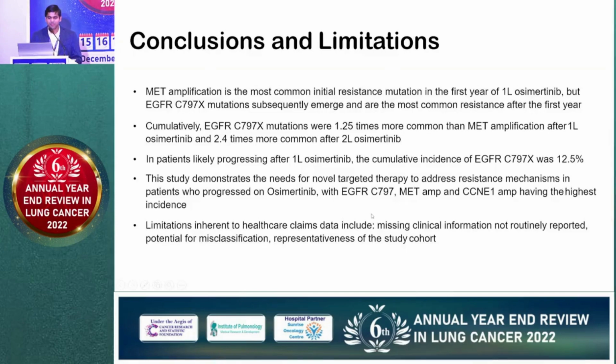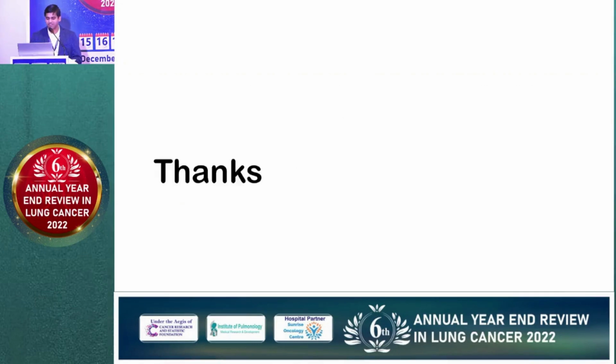But there are major limitations to this study because they just collected data from a commercial company, and much information is missing, and they are not sure whether the data are exact or representative. But still, this clearly shows that EGFR C797 is the important target coming after osimertinib treatment. We have to take care of that.